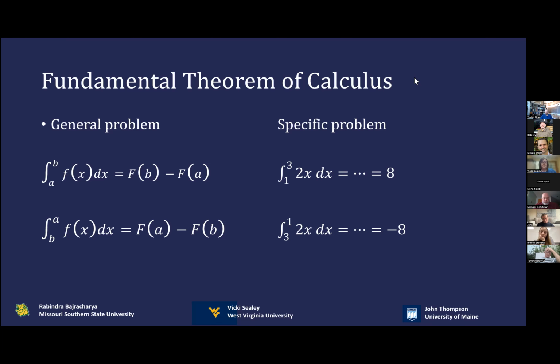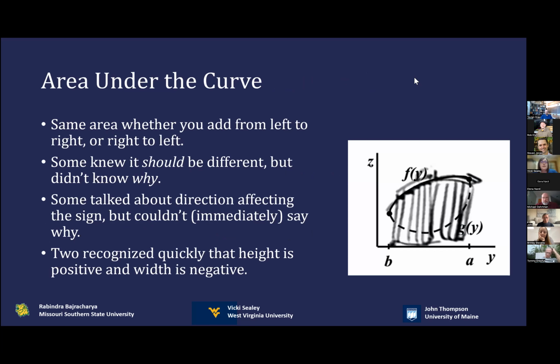because of the order of subtraction. So then we asked them to talk to us about why that relationship holds when we're talking about area under the curve. And that one caused some issues with sense making, we'll say, for those students. Some students said, well, it's the same area, whether you add it from left to right or from right to left. Some knew that one should be positive and one should be negative, but couldn't justify why that might be in terms of area.